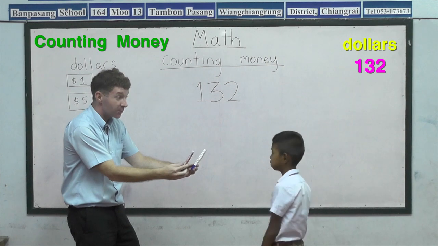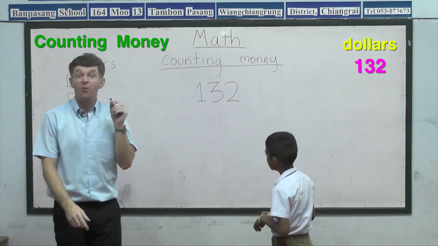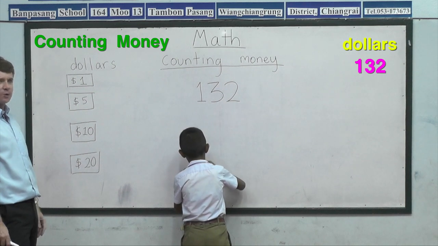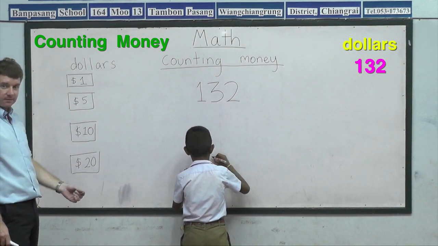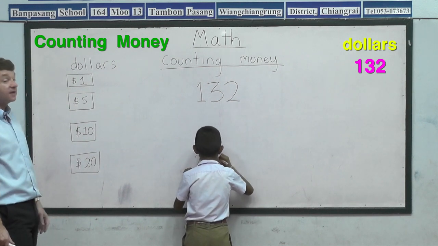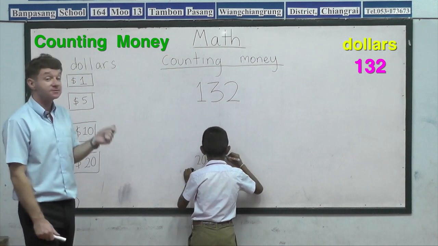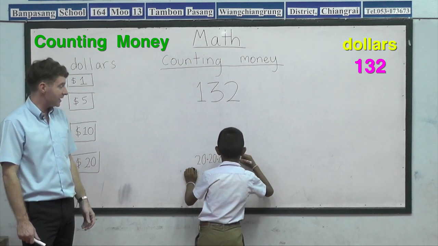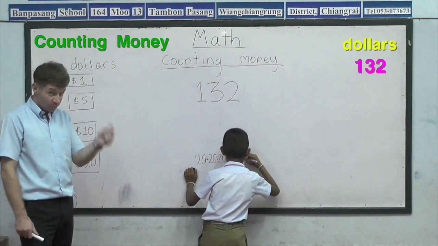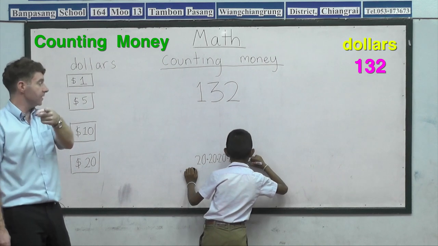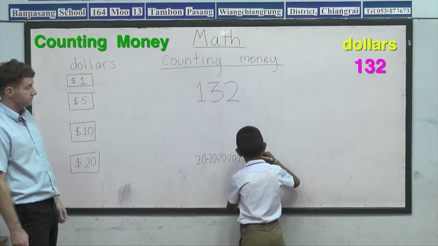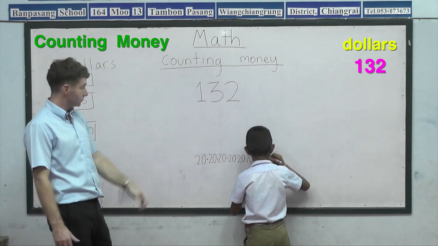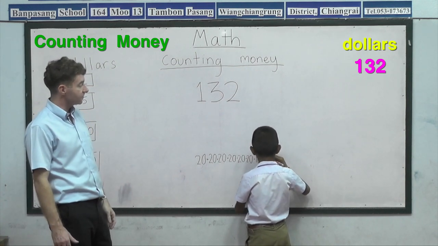$132. Okay, Pat, blue or black? Black. Okay, so $132. What do we need lots of, guys? 20s. How many 20s will we need? 5. Okay, 20. 6. We can use 6. 20 plus 20 plus 20 plus 20 plus 20 plus 20, okay. Plus 10. Plus 1. Plus 1. Pat, that's excellent. What does that equal, guys?